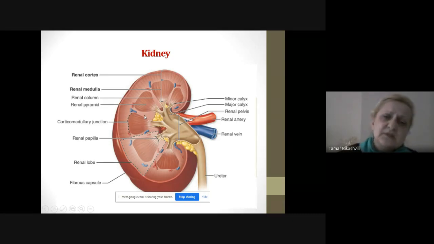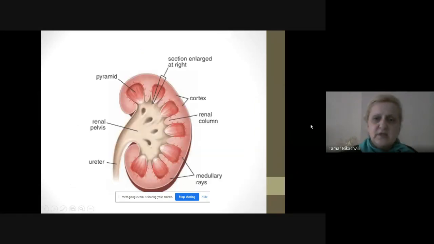between the pyramids are here the medullary rays. Yes, these are the medullary rays, and this part, the pyramid with parts of the cortex, forms a lobe. I want to show it, yes, here. So these are the pyramids, 8 to 12 pyramids. Then the medullary rays, and the renal columns.